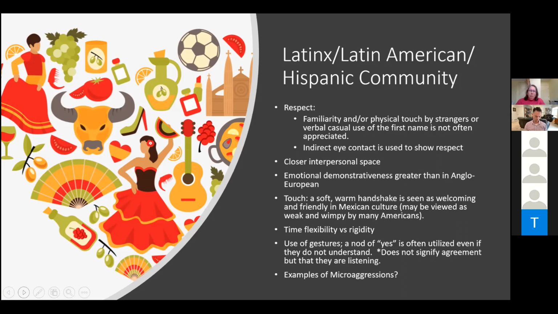So the things to think about with this group: familiarity or physical touch by strangers and verbal casual use of their first name is often not appreciated. So also very important to listen to the patient and how they describe themselves. I get called Miss a lot, not doctor, but Miss Carey or Miss Williams by Hispanic people. Indirect eye contact is used to show respect. So again, back to that, they're not looking me in the eye, they're looking away when they're communicating with me.